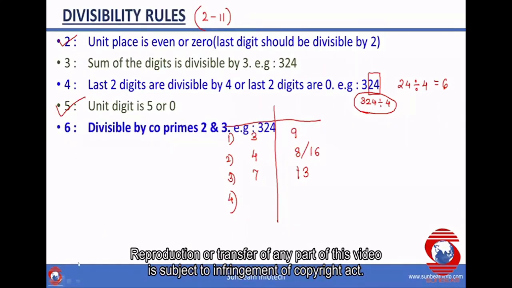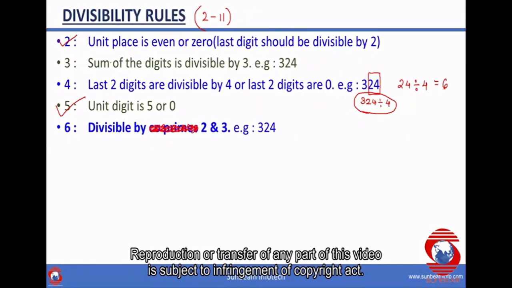So now coming to this slide, if I have to say about 6, what is the rule saying? Divisible by co-primes. For the time being, just neglect this word, because I will talk about it later. First understand this rule. What is the rule saying? It should be divisible by 2 and 3.